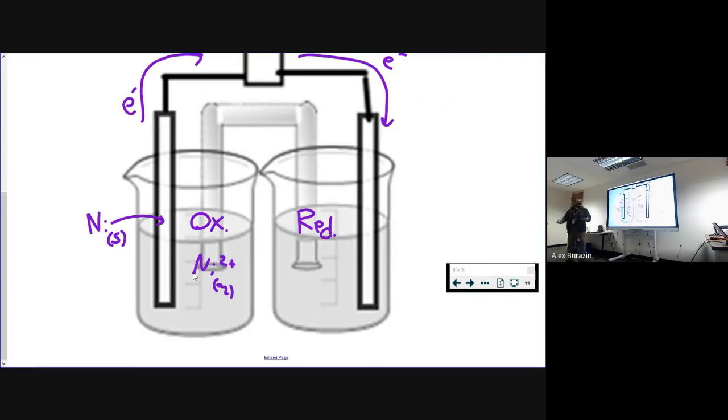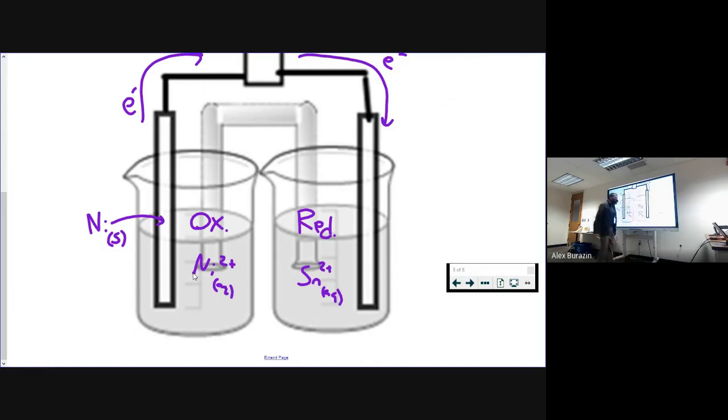And what happens is when these two things are in contact with one another, and we complete our circuit, this is being oxidized. The nickel metal is being oxidized into nickel ions. And as that process occurs, it loses electrons. Those electrons are directed through the wire to enter the other side, where our reduction is happening. On the other side, we are reducing tin.